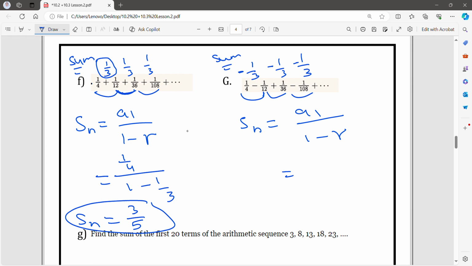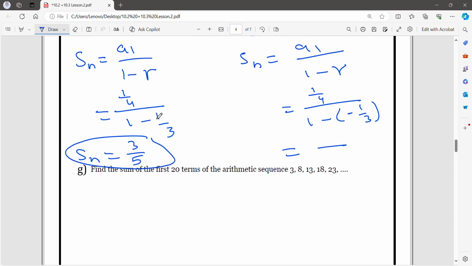Here you will do negative 1 over 12. Here it was positive, but here negative 1 over 12 divided by 1 over 4, which is negative 1 over 3. So a1 will be 1 over 4, and it will be 1 minus negative 1 over 3. Just give it to the calculator and you will get the answer.